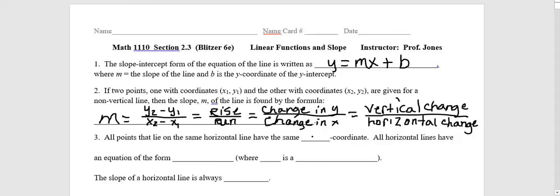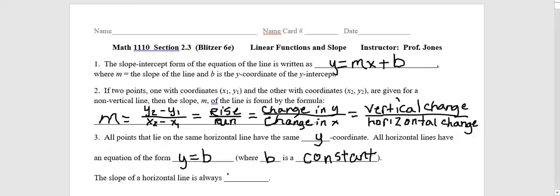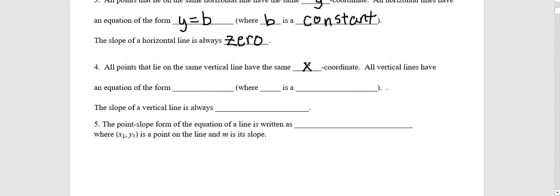All points that lie on the same horizontal line have the same y coordinate. All horizontal lines have an equation of the form y equals b, where b is going to be some constant, some fixed number. The slope of a horizontal line is always 0. All points that lie on the same vertical line have the same x-coordinate. All vertical lines have an equation of the form x equals a, where a is some fixed constant. The slope of a vertical line is always undefined.